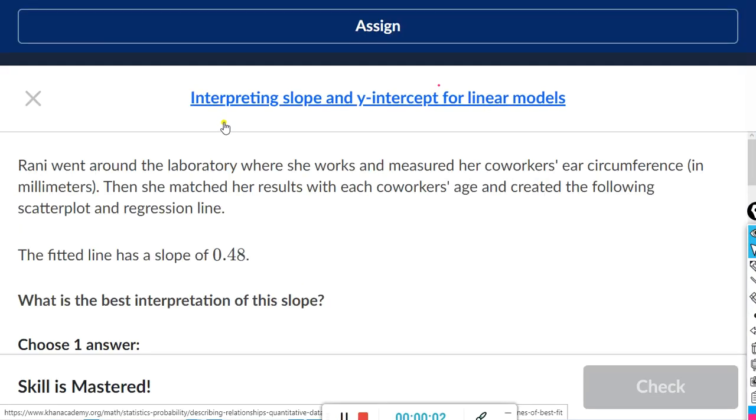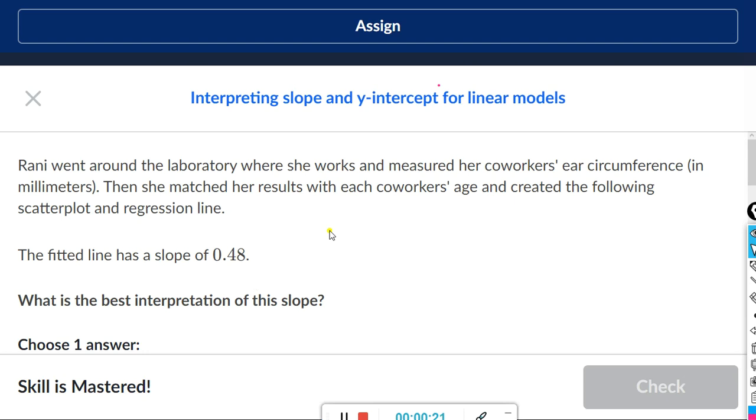This will be for the assignment, interpreting slope and y-intercept for linear models. For the most part, you don't need to read the write-up for these. They say the fitted line has a slope of 0.48, and what is the best interpretation of the slope? All right, let's see here.